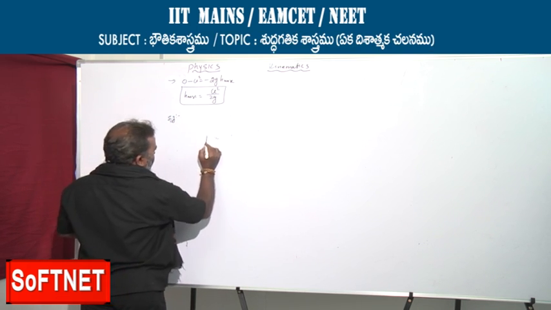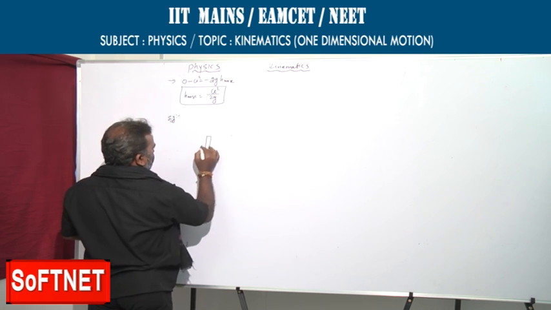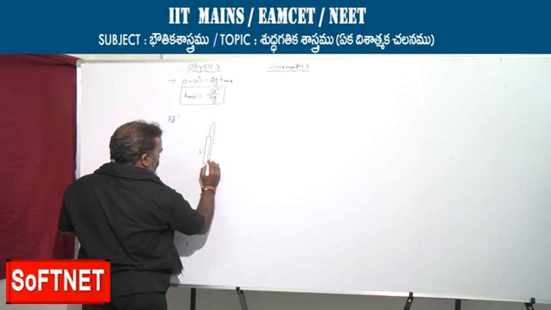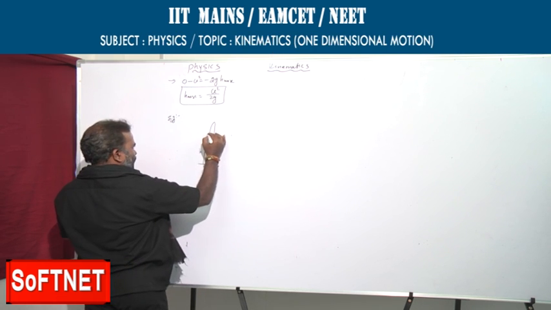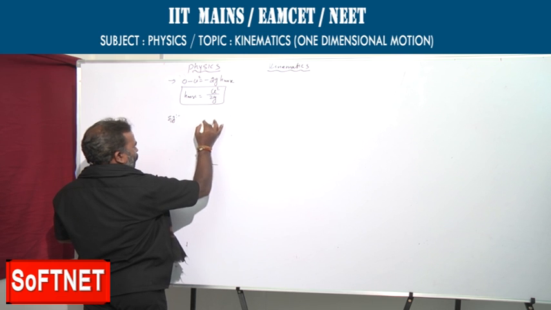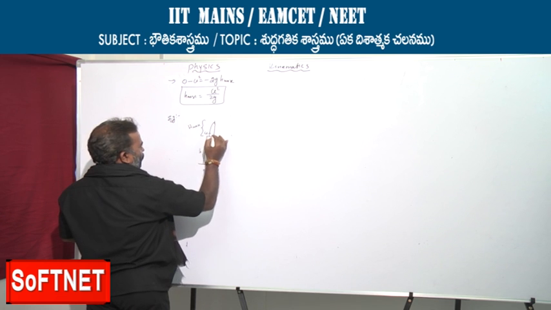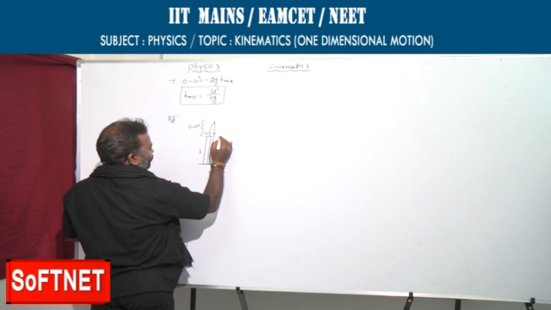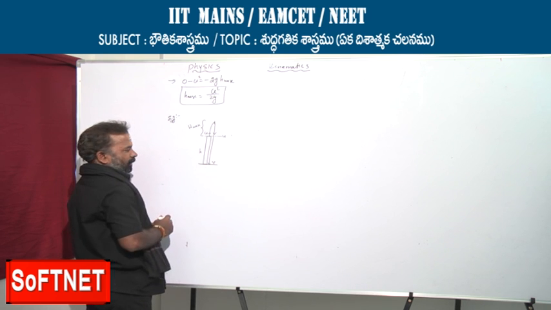A body projected from the top of a tower. A body is projected from the top of a tower of height h, vertically upward. It goes to the maximum height and returns. It is projected vertically up with a velocity u. The maximum height above the tower is h max. From there it will return. When it comes to the same level, it will come back with u velocity, and here it will touch the ground with velocity v.